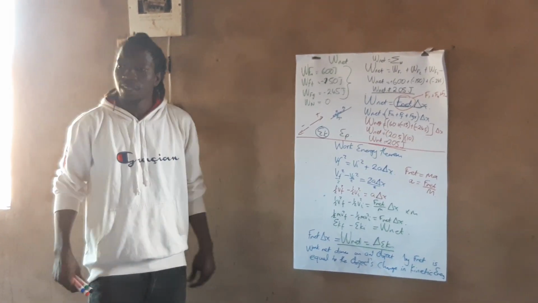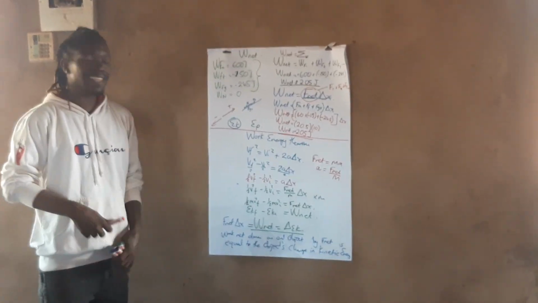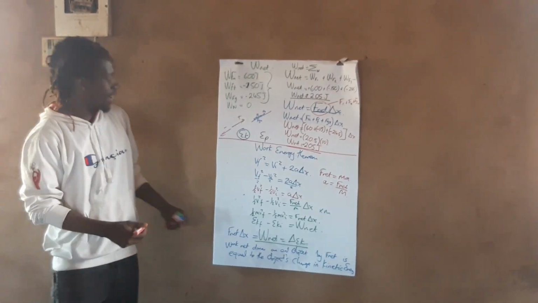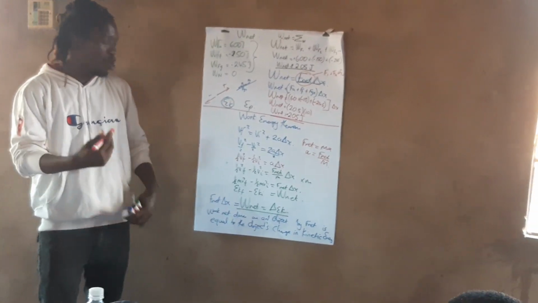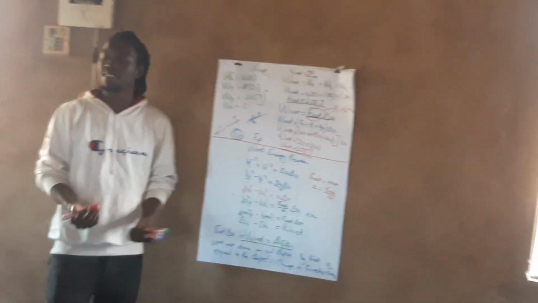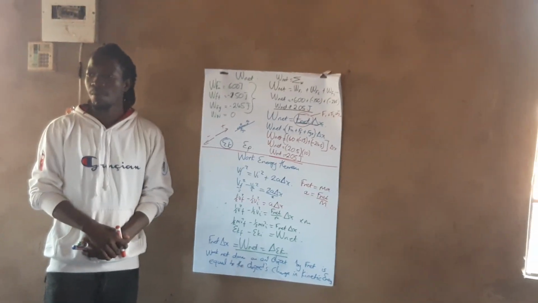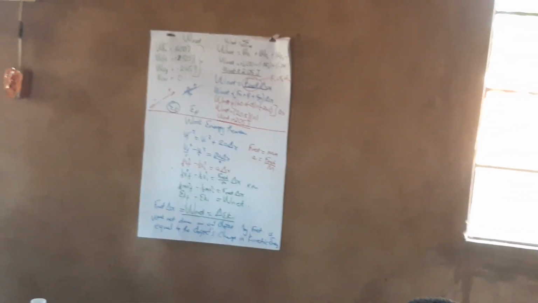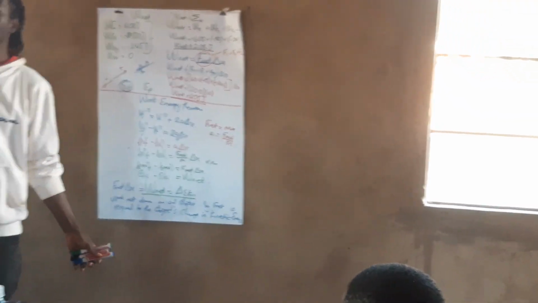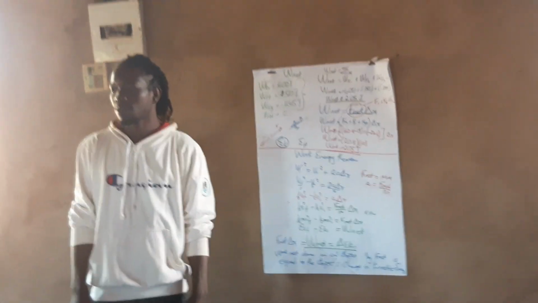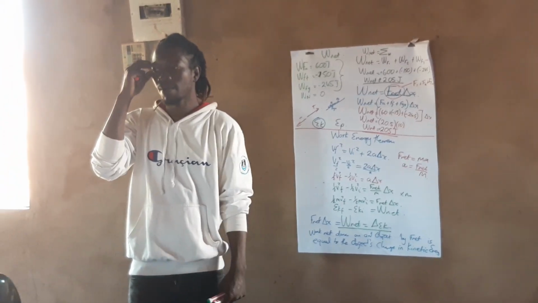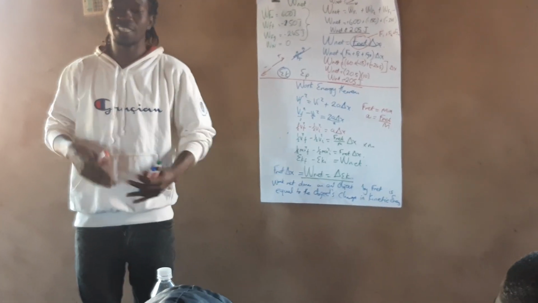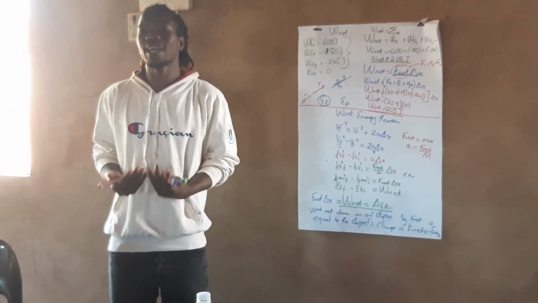So work net is equal to the change in kinetic energy. I said the work net done on an object by the F net is equal to the object's change in kinetic energy. So if the work net is done on an object, its kinetic energy will change. It will either increase or decrease depending on the type of work that you're having.